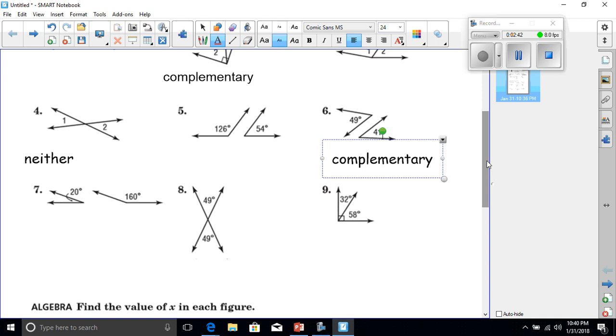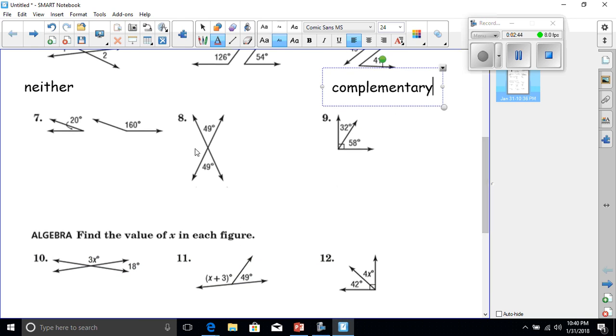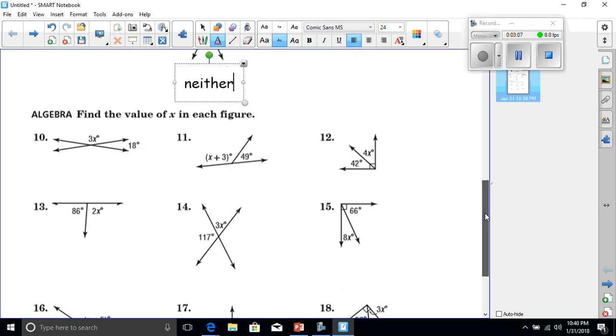All right, let's go to number 8. We have two angles here, and they're both 49. Well, 49 and 49 do not equal 90. So, since 49 and 49 actually equal 98, this one's going to be neither. Let's see here. Now let's go on to number 10.